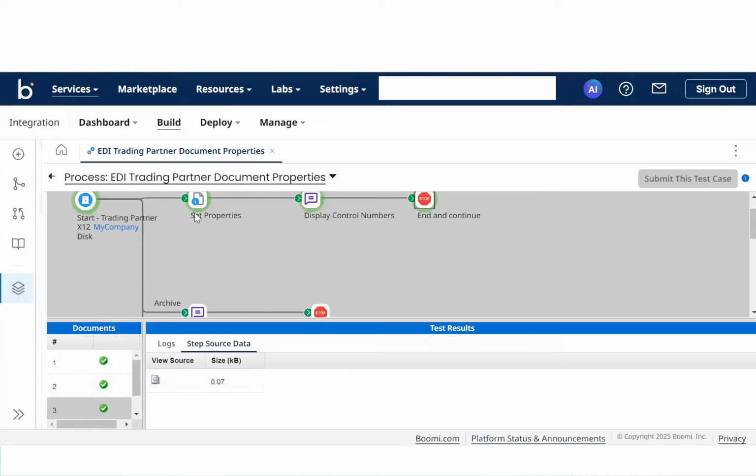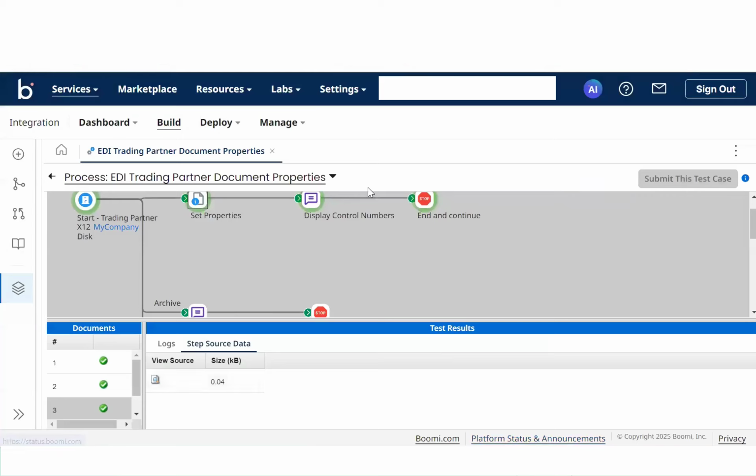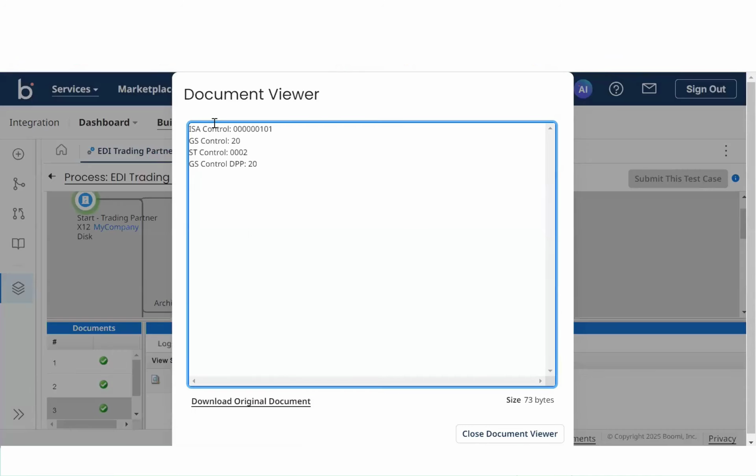Similarly, for the second document that processes down the documents path, we're going to see it's a transaction set document, an 850 with an ST control number of 0002. When we pull in the ISA, GS, and ST control numbers, we will see all three of those properties are available down the documents path for the transaction set.